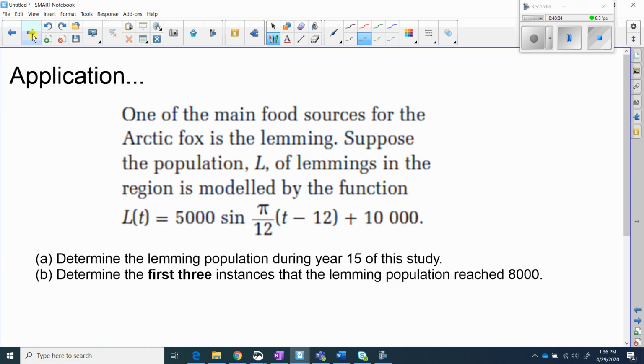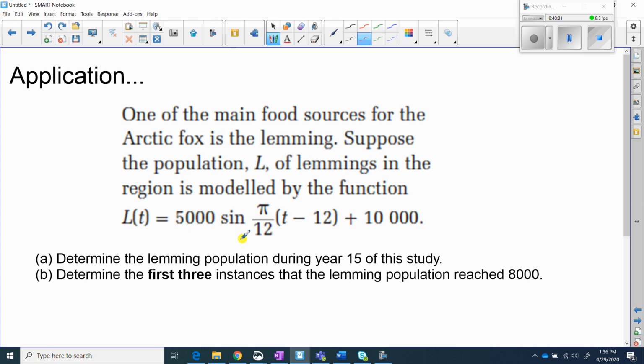Let's look at this application one. I usually would ask students this type of a question on an exam or a test. I'll give the function. So here's a function, and it tells you here that one of the main food sources for the Arctic fox is the lemming.